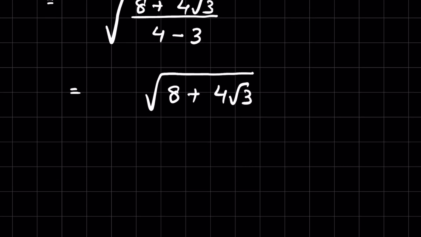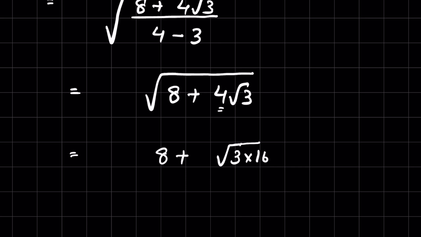Now can we simplify this? Now 4 outside the square root, we can bring it inside the square root. How? So 8 plus this we can write 3 times 16 under square root, because then we can take out 16 from the square root, because it will be 4 square, and then this is square root of 3 times square root of 4 square.